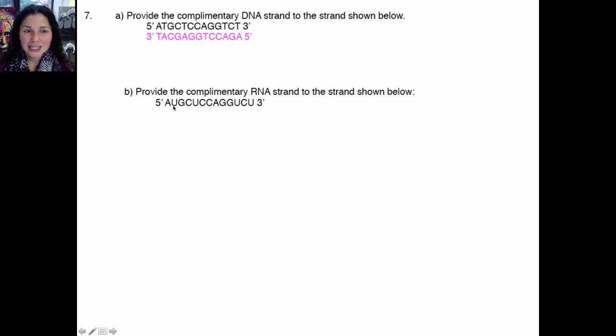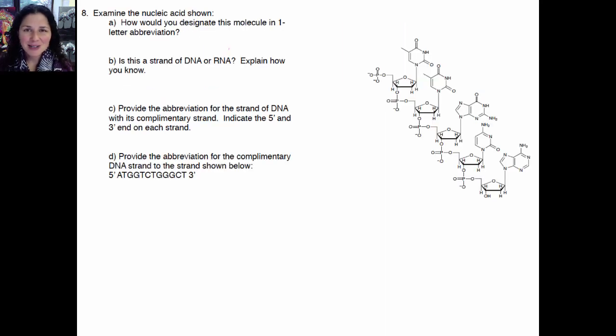Notice that this strand contains U, so this is an RNA strand. If I were to draw the complementary RNA strand, that means for every A, I draw a U. Here's the complementary strand. Make sure you indicated the 3' and 5' ends and that you matched the bases up correctly. Please pause the video now and try to answer number 8.